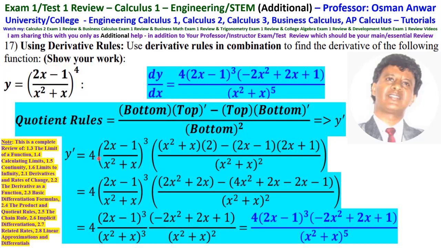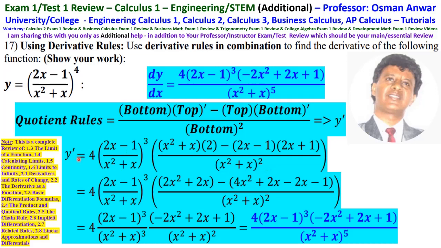down, 4 times (2x minus 1 over x squared plus x) to the third times the derivative of the inside, which is the quotient rule, bottom times the derivative of the top minus top times the derivative of the bottom over the bottom squared. Then this becomes the bottom, which is x squared plus x times the derivative of the top, which is 2, minus the top, which is 2x minus 1 times the derivative of the bottom, which is 2x plus 1, over the bottom squared, which is (x squared plus x) all squared.